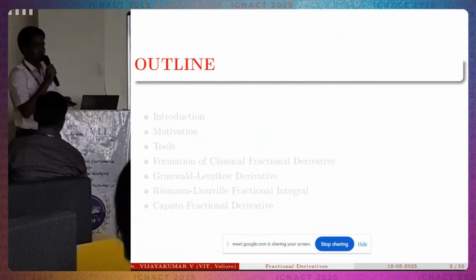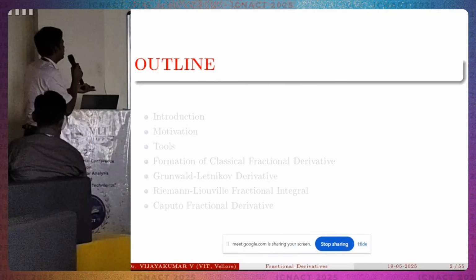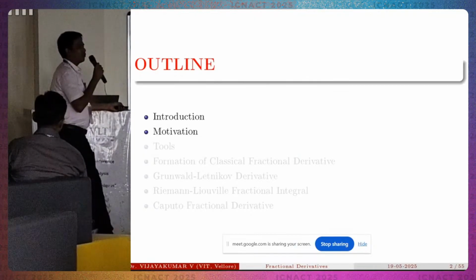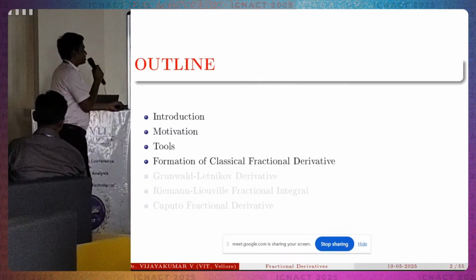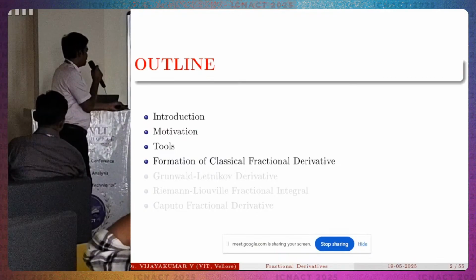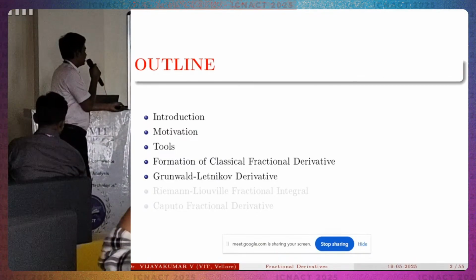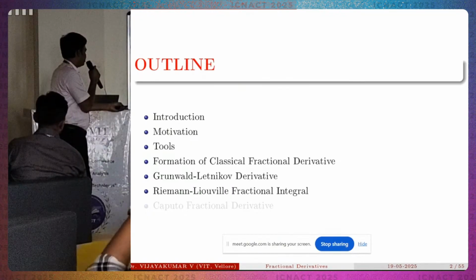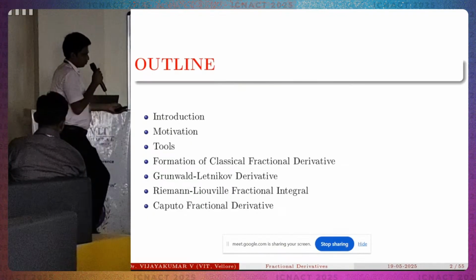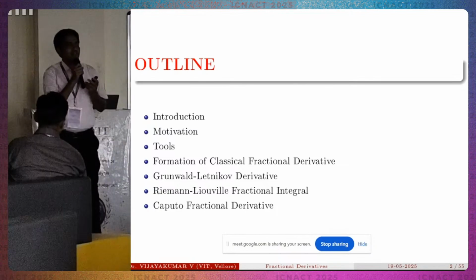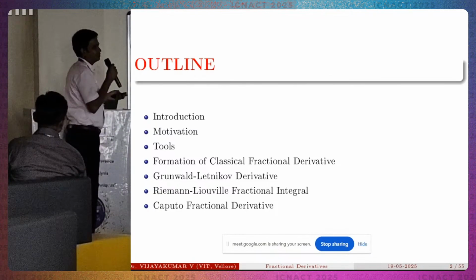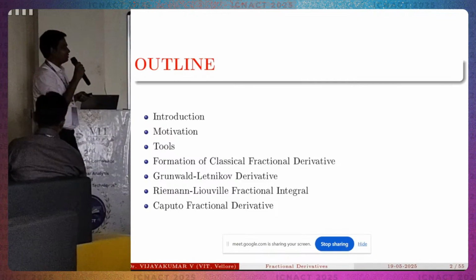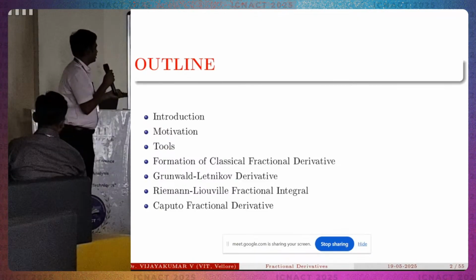So in this presentation, the outline is as follows: introduction, followed by motivation, then some tools, then foundation of fractional derivative, then the Grunwald-Letnikov derivative, after that the Riemann-Liouville fractional derivative, and finally the Caputo fractional derivative. Only the way of deriving the solution and the way of presenting the derivative and integral, we have to see. This we may call the history of fractional calculus.